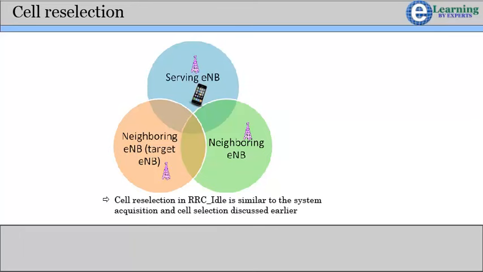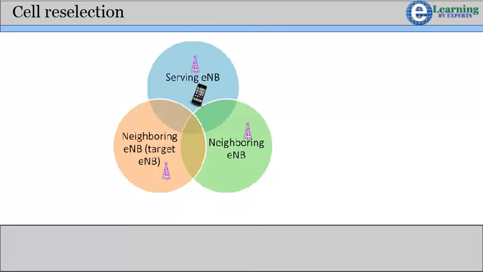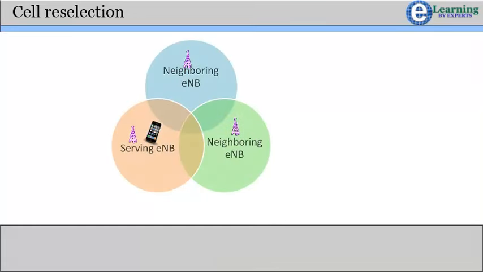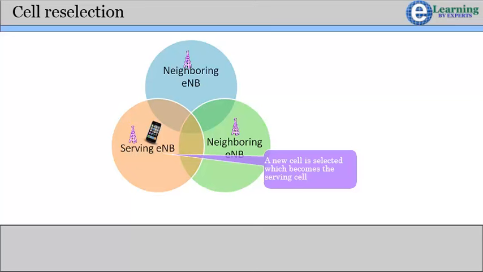Cell reselection in RRC idle is similar to the system acquisition and cell selection discussed earlier. Once the UE finds a cell that is strong enough, it checks the cell's PLMN identity and barring status in SIB1. If the PLMN check passes, and if the cell is not barred, then the cell is suitable and the UE can select it. Otherwise, the UE moves on to the next cell and repeats the process. The UE will select a new serving cell if it no longer meets the cell selection threshold on the current serving cell and if a neighbor meets the cell reselection criteria.